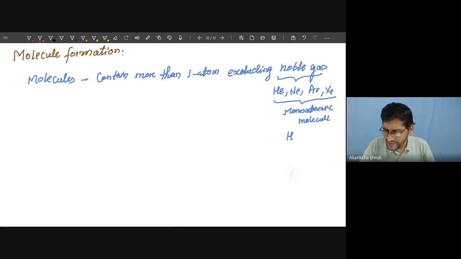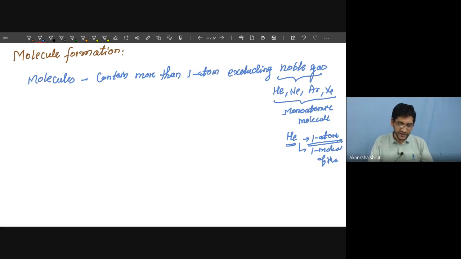So helium always exists as He. It represents one atom, or you may call it one molecule of helium, because helium does not combine. But the better term is to use atom itself rather than confusing it with molecule. Therefore, by the definition of a molecule, it must contain more than one atom, excluding the noble gases.